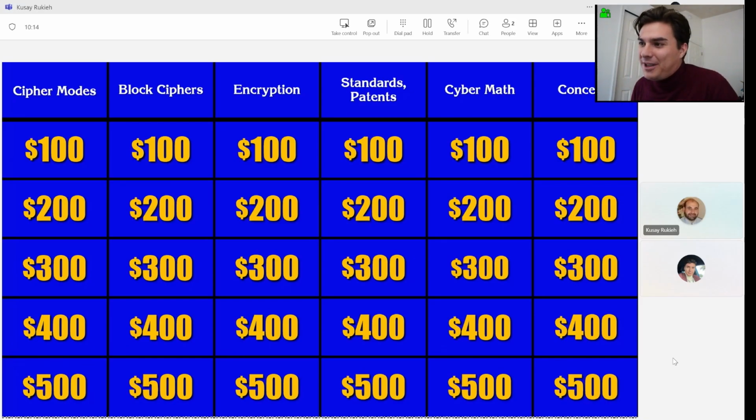Hey, welcome to the cryptography. We're gonna go through this Jeopardy game here, and I'm gonna pick a block here. Let's go for encryption for $100. Encryption for $100.